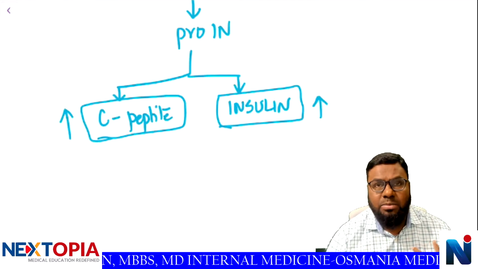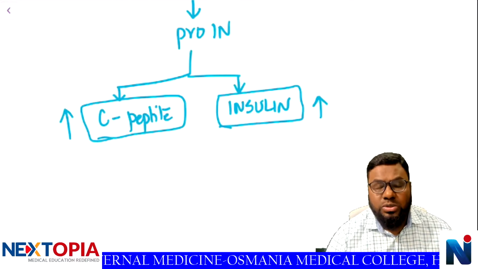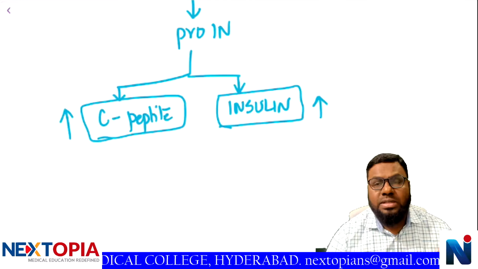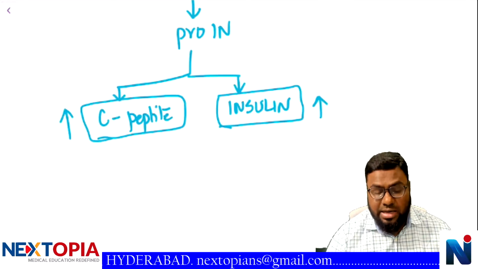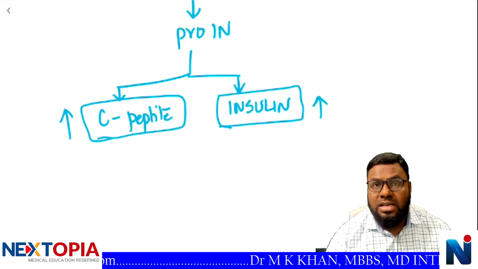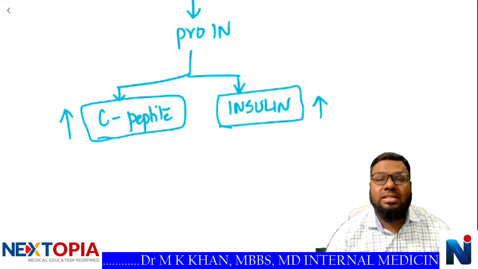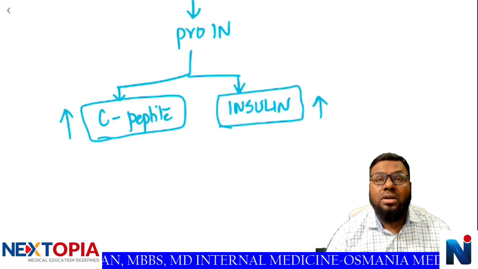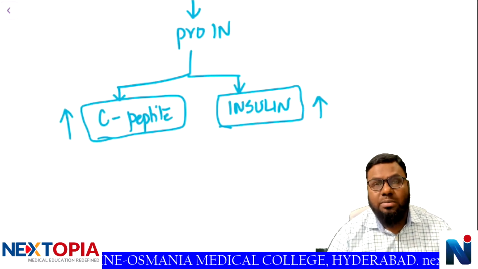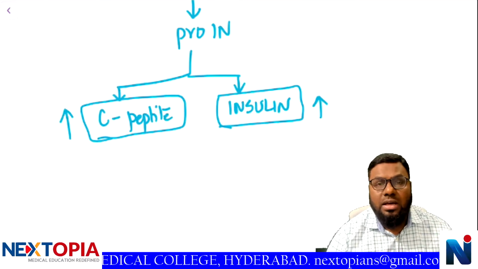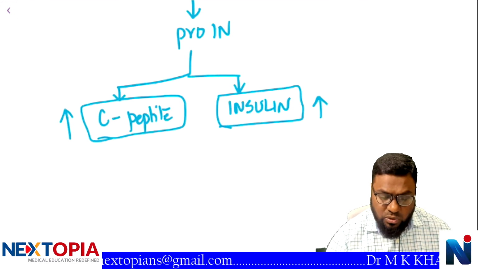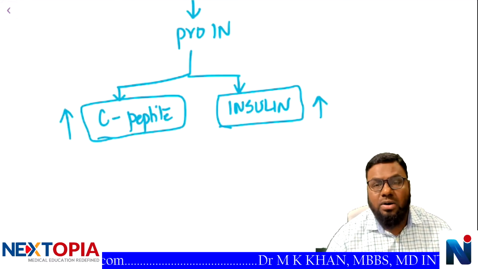So a person with hypoglycemia comes to your hospital, you check for both the C-peptide levels and insulin levels. If both are elevated, this person may have hyperinsulin secretion because of insulinoma. If C-peptide levels are normal or low, but only insulin levels are high, then this person may have exogenous insulin. Somebody has injected him insulin to cause hypoglycemia, or he himself injected insulin to cause hypoglycemia, and you will have to investigate accordingly, treat accordingly.